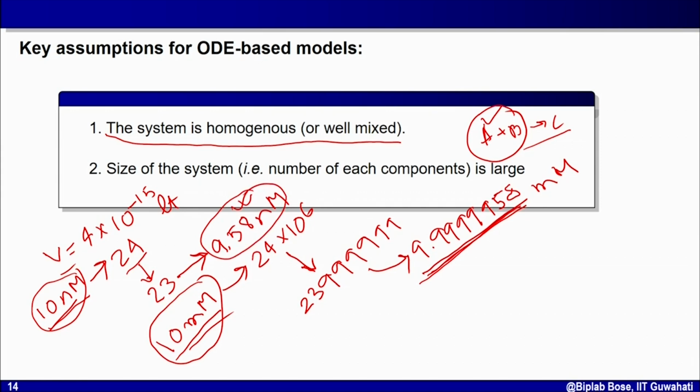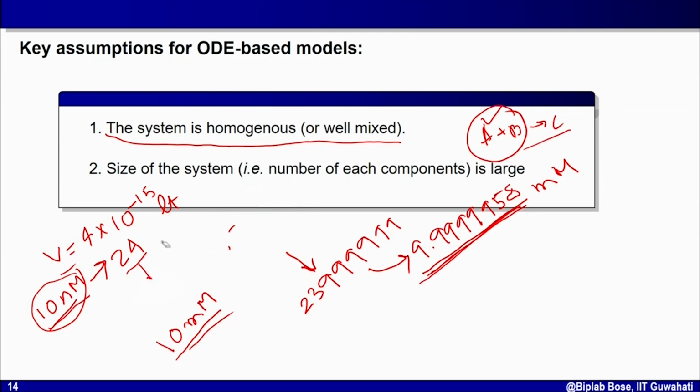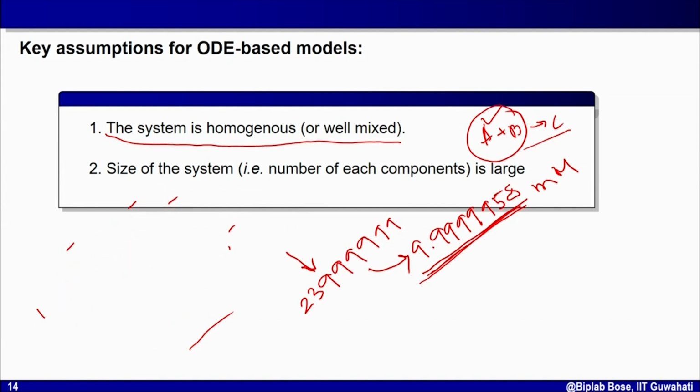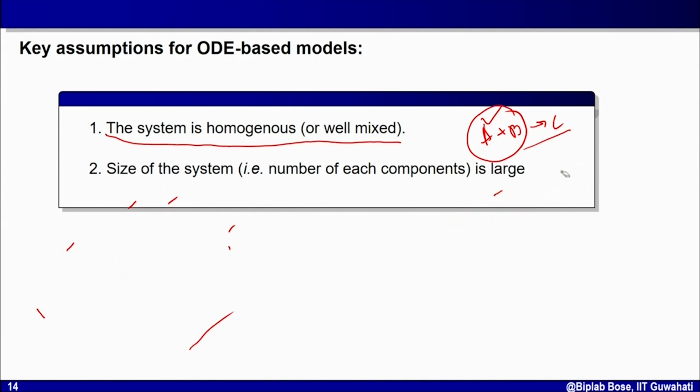So the two key issues to remember are that the system has to be homogeneous or well mixed, so that all molecules or elements can interact with each other freely, and the size of the system, the number of molecules, number of people, number of bacteria, that is, all the elements involved in the process, should be large in number.